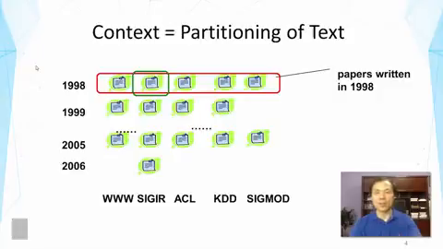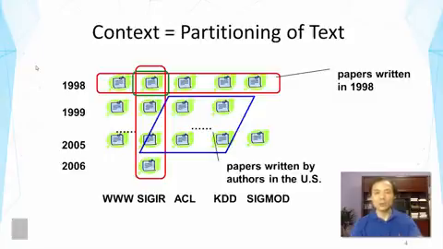And this is only possible because of the availability of time. And we can partition data in this way. This would allow us to compare topics, for example, in different years. Similarly, we can partition the data based on the venues. We can get all the SIG-IR papers and compare those papers with the rest, or compare SIG-IR papers with KDD papers, with ACL papers. We can also partition the data to obtain the papers written by authors in the US, and that of course uses additional context of the authors.